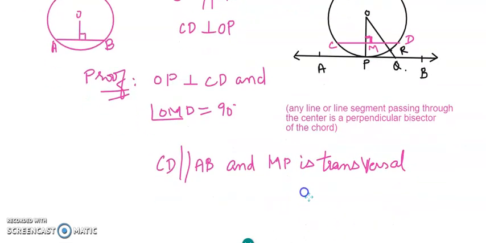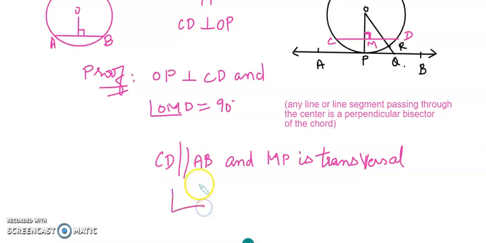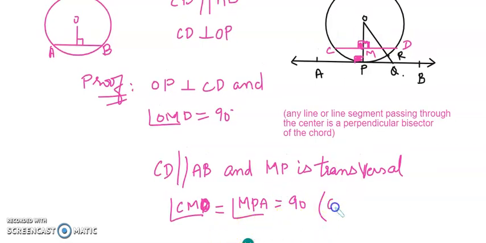So in that case, I'll be getting angle CMP equal to MPA as 90. Why? Because CMO and MPA are corresponding angles.